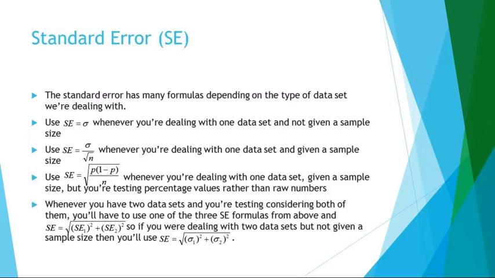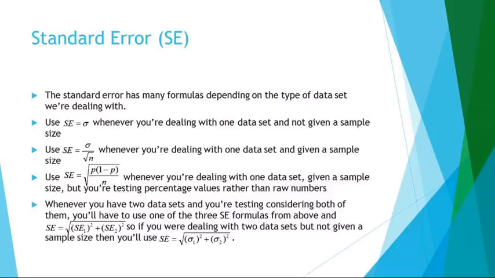So for standard error, I have 4 different formulas. Whenever you're given a standard deviation, but you're not given a sample size that ties together with your data set, you're just going to use standard error equal to your standard deviation, or sigma. If you're given a data set and a sample size that's tied together with that data set, then you're going to take into account that sample size. So your standard error is going to be sigma, or standard deviation, divided by the square root of n, your sample size.